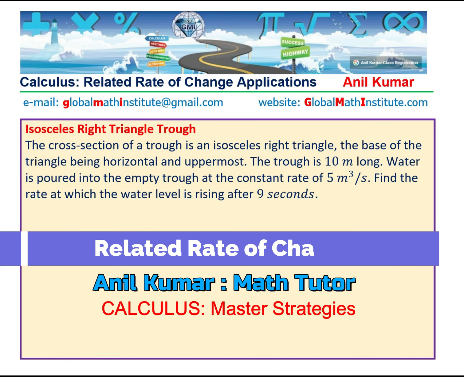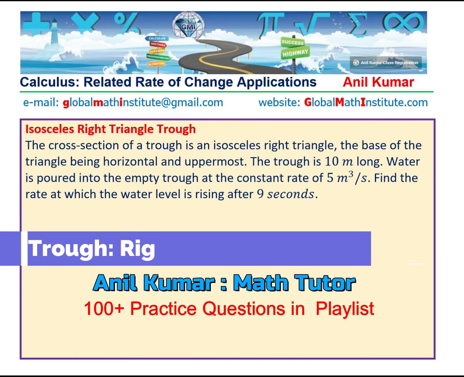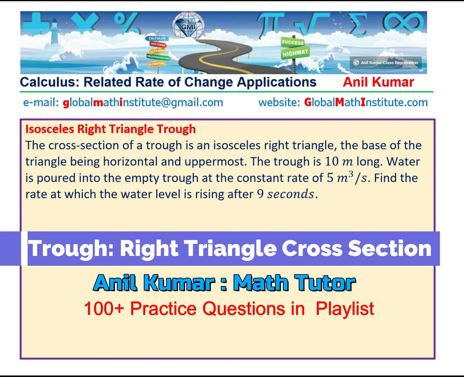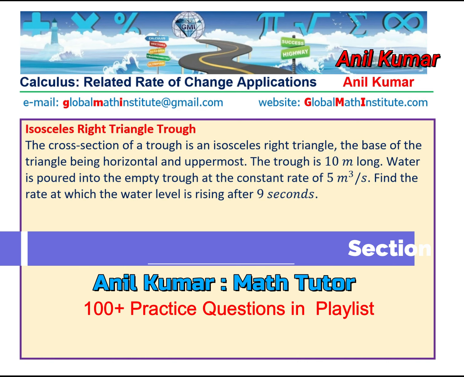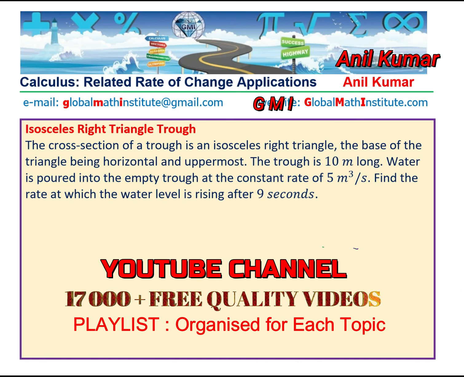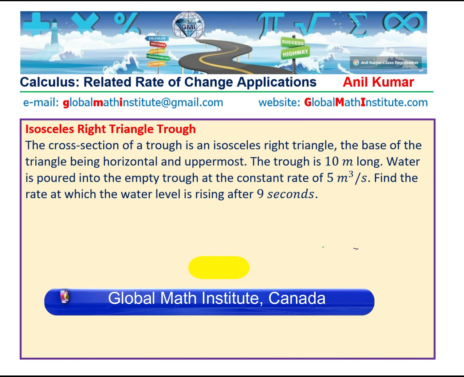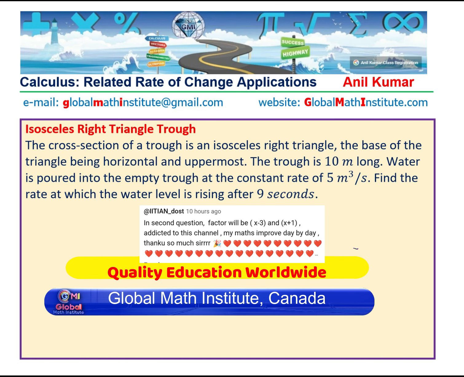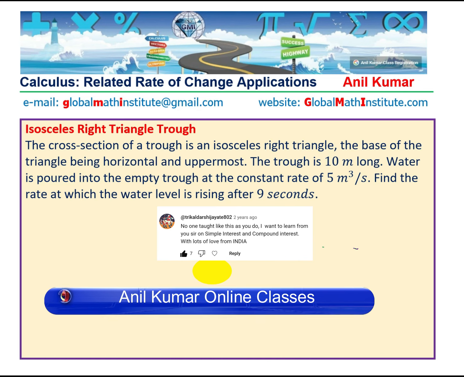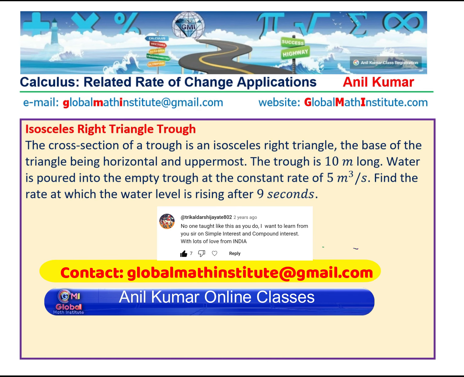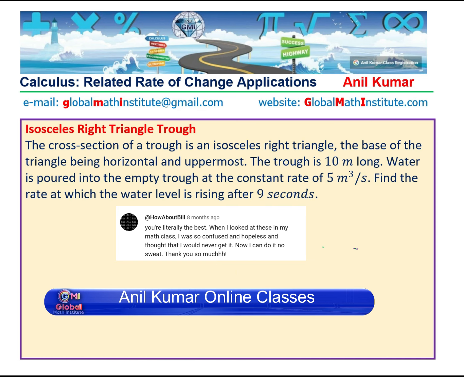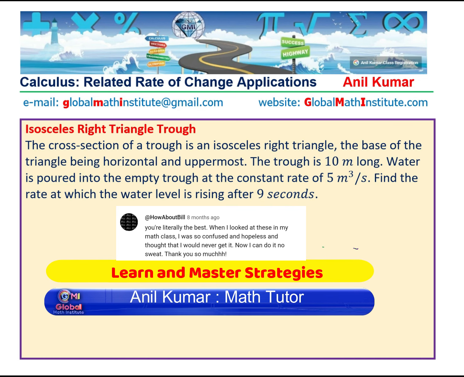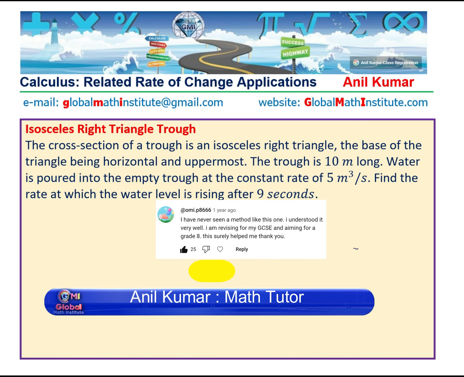Here is a very beautiful question based on related rate of change. We are going to analyze the cross section of a trough which is a right angle triangle. The question is: a cross section of a trough is an isosceles right triangle, the base of the triangle being horizontal and uppermost. The trough is 10 meters long. Water is poured into the empty trough at a constant rate of 5 meter cube per second. Find the rate at which water level is rising after 9 seconds.